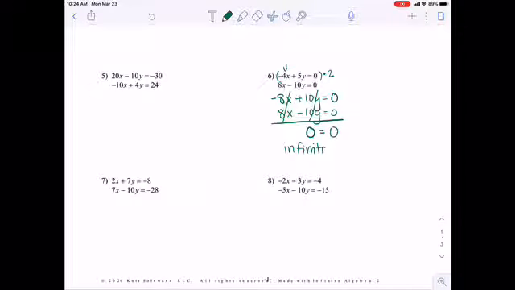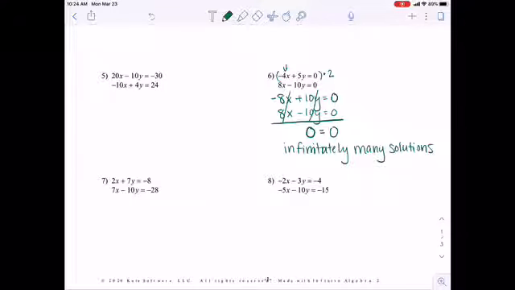Sorry. So if we have infinitely many solutions, basically what that means is this is the same line. If we had ended up with a statement that wasn't true, for example, perhaps we had that 5 equals 0, which of course we know 5 doesn't equal 0, that would have been no solution, meaning the lines are parallel and will never cross.